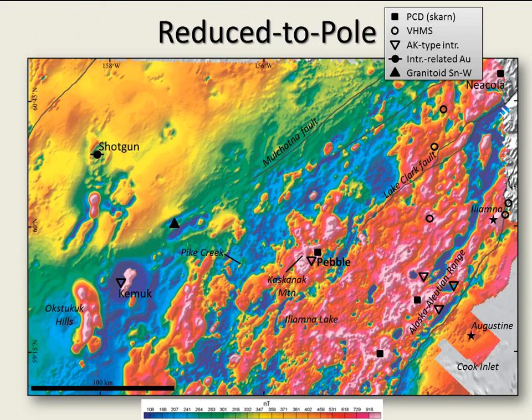What is apparent is that the igneous rocks associated with the Pebble deposit have very different magnetic signatures than the Alaska-type ultramafic complexes over here at Kemuk, as well as the younger intrusive rocks at Shotgun and then the Pike Creek area that we looked at earlier. The Shotgun area shows a central low with an annular high that has been attributed to pyrrhotite and hornfels rock. And then the Sleitat granitoid tin tungsten prospects are associated with linear magnetic highs and lows that occur along trend of the Mulchatna Fault here.